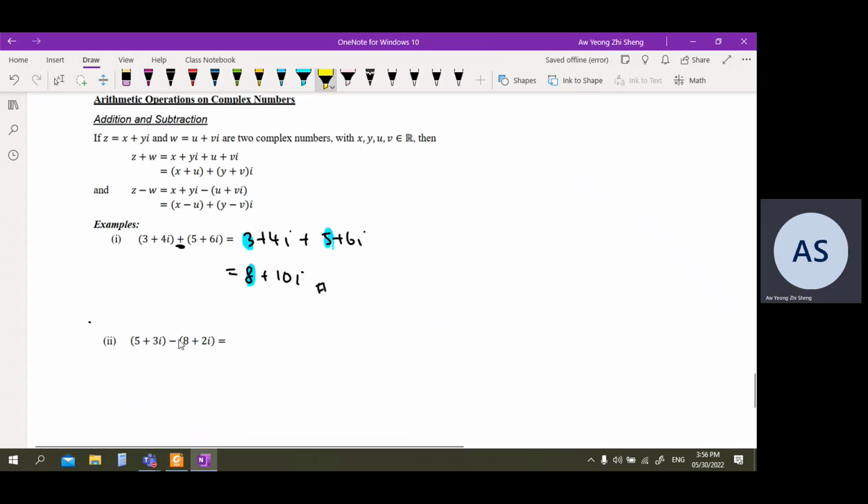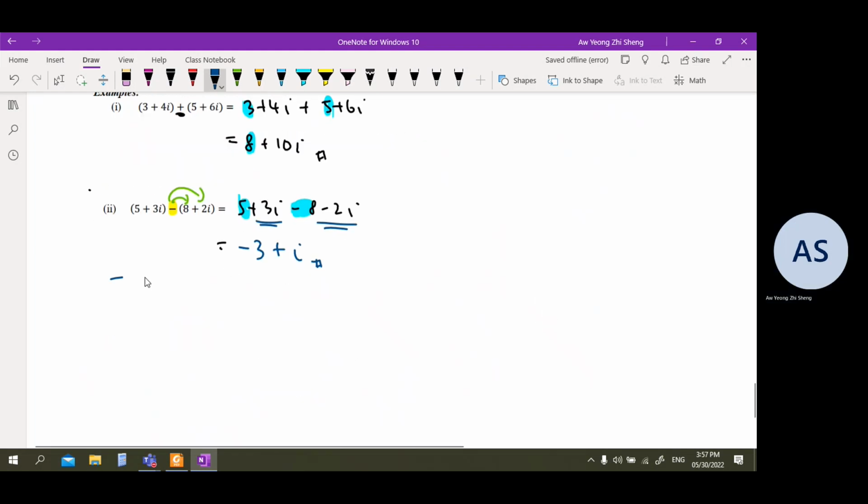So when you remove the brackets here, this negative you have to be more careful, because it will be distributed over the two terms 8 and 2i. 5 plus 3i minus 8 minus 2i. And then the terms without i, we just compute them. 5 minus 8 will give us a negative 3. Plus 3i minus 2i, that gives you a plus 1i, and that's it, done.